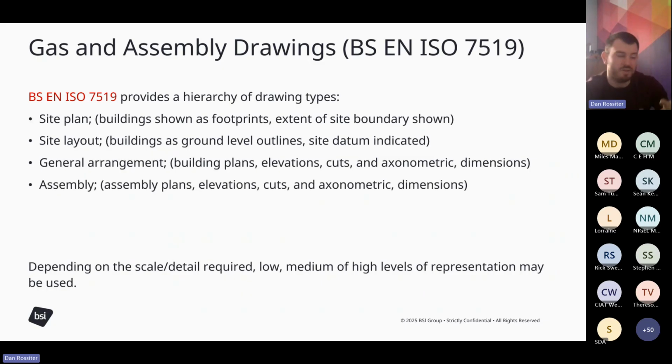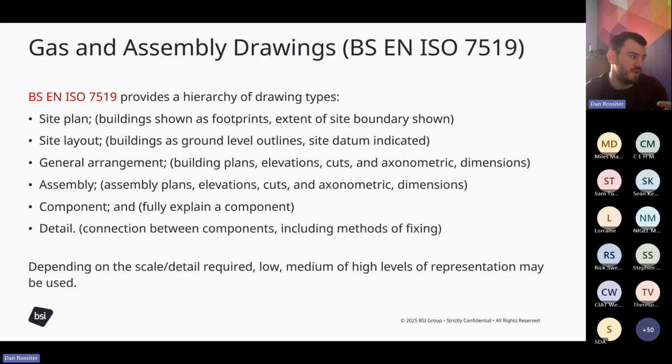You also then have assembly drawings where, if the GAs are focused on the building, the assembly drawings are focusing on some sort of composition of components. And again, you could get plans, elevations, and cuts of those as well that could focus on the relationship of them at that smaller scale. Then you get into component drawings where you actually show the exact relationship of the different bits and pieces. These might be more appropriate to some of our M&E engineering colleagues who might want to set out exactly how a component works. And then you also get detailed drawings where you can show the connections between those components. That's where you'd show things like fixing methods and other bits and pieces in there as well.